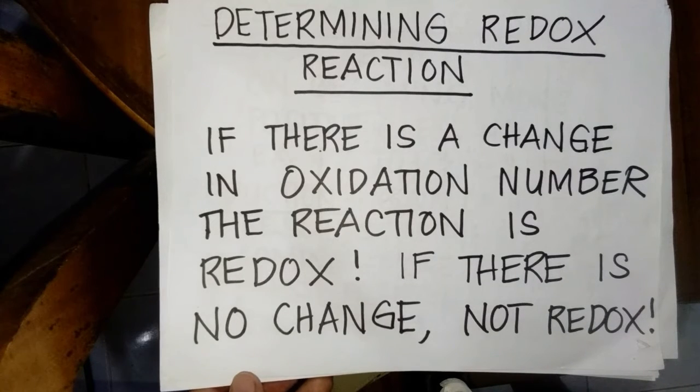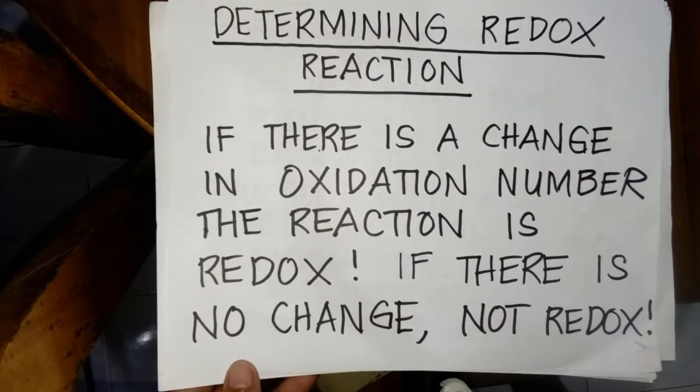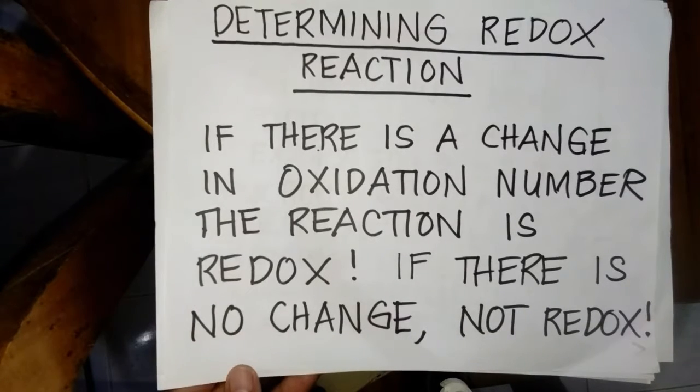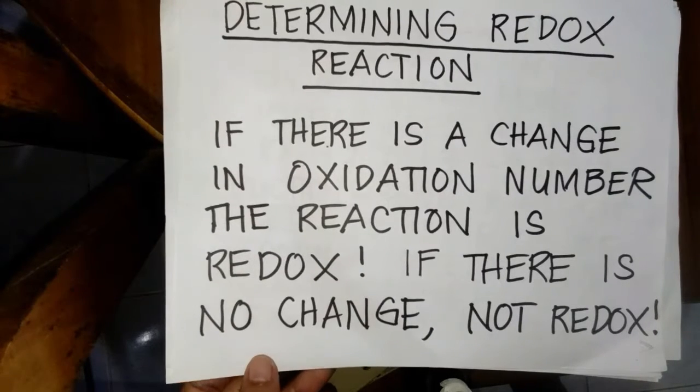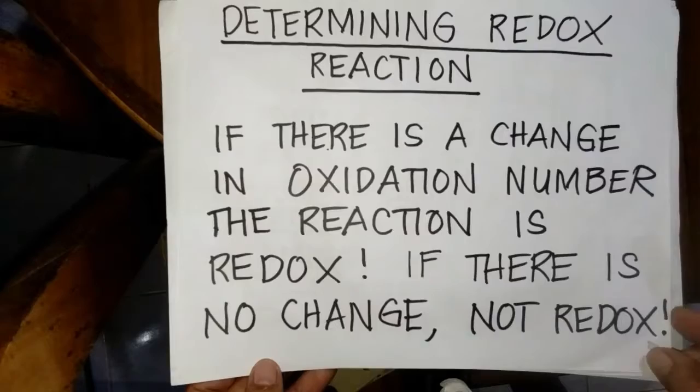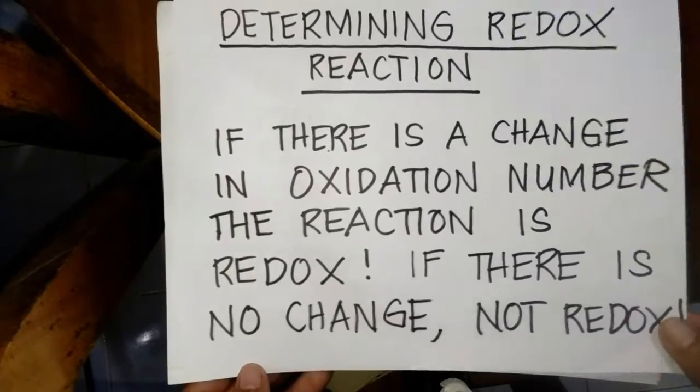Okay, our topic is determining redox reactions, whether a reaction is redox or not. If there is a change in oxidation number, the reaction is redox. If there is no change in oxidation number, the reaction is not redox.